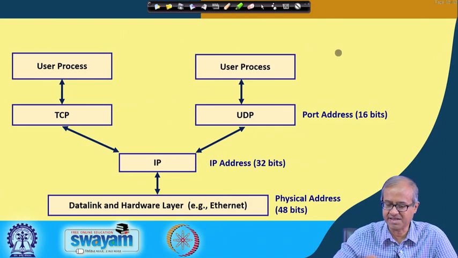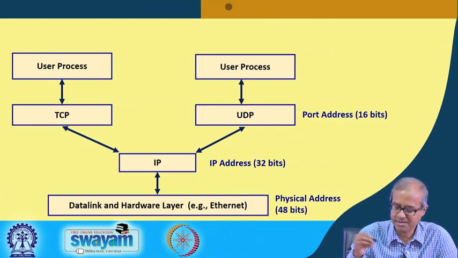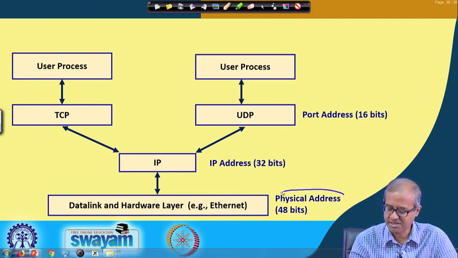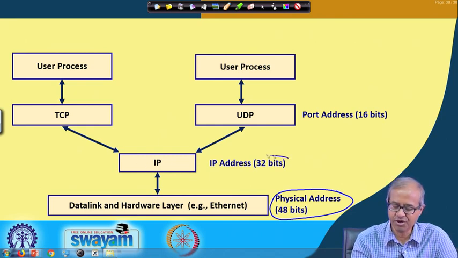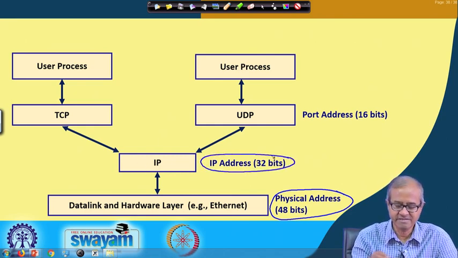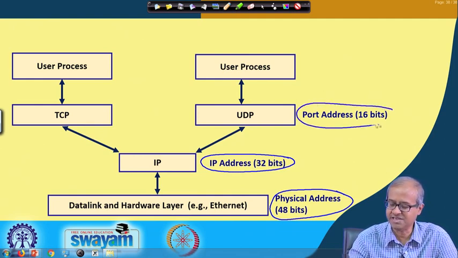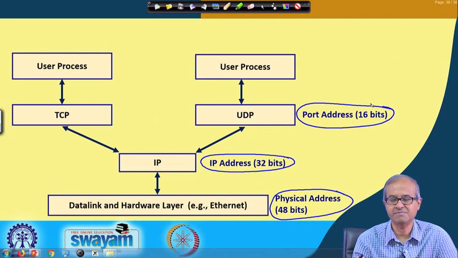This is the overall picture again I am showing. Here, the MAC address or the hardware address we already mentioned earlier, this is a 48-bit address. At the IP layer, you have a 32-bit IP address. Now, at the TCP or UDP level, you have a 16-bit port number or port address.